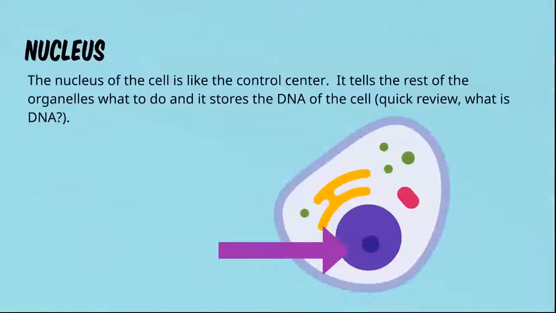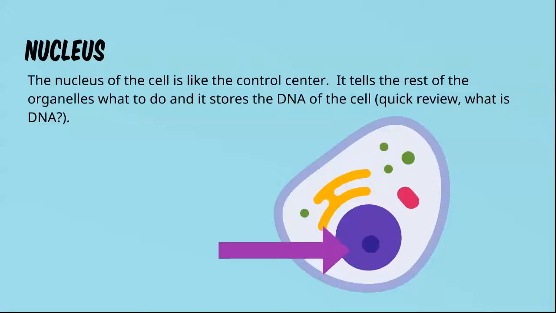So now we're going to talk about maybe the most important organelle or little body part of the cell, which is the nucleus. The nucleus of the cell is like the control center. It tells the rest of the organelles what to do and stores the DNA of the cell. Quick review, DNA is the deoxyribonucleic acid, or the instructions, the blueprint, the thing that gives information and holds the genetic material of any living thing.